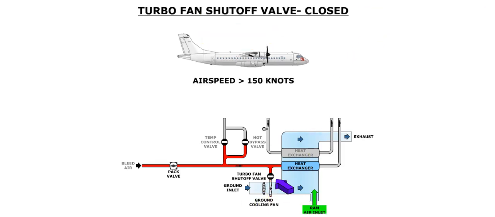The turbofan shutoff valve is closed anytime the airspeed is greater than 150 knots, as this produces sufficient airflow over the heat exchanger via the rammer inlet.